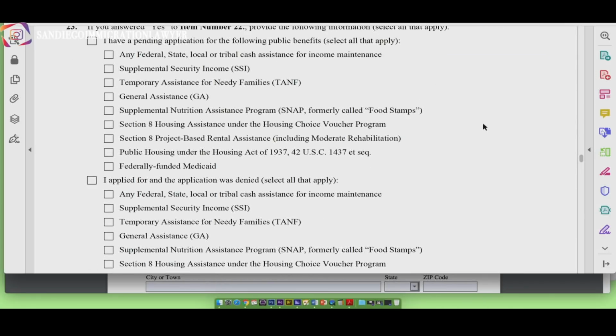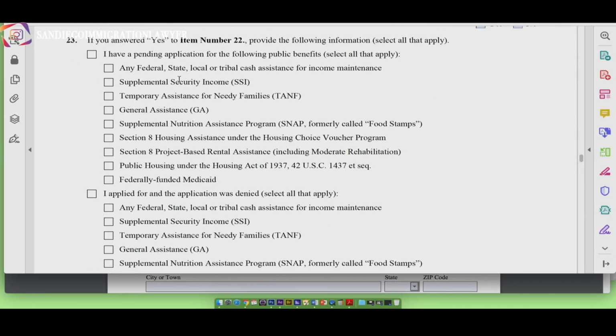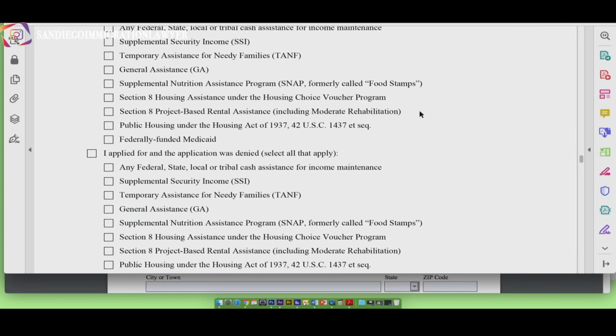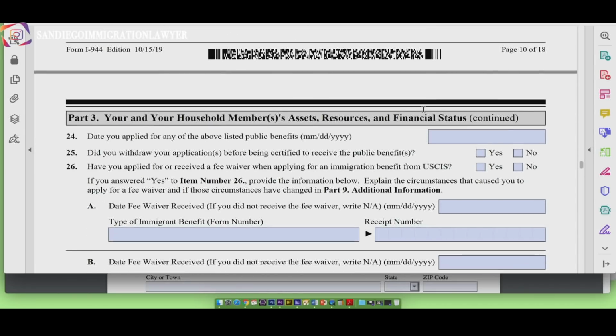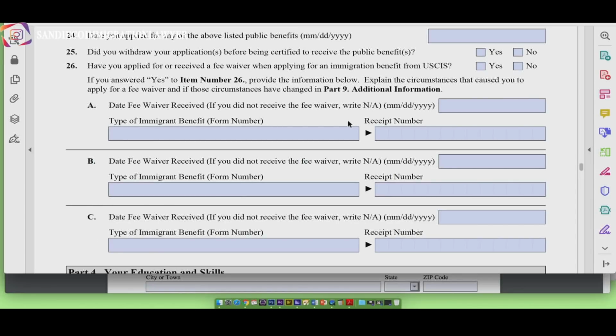If you answered yes to any of these, you're going to need to check which ones you have a pending application for. And if you applied and were denied, you want to check the boxes for the ones you were denied. So this continues with the public benefits again. It's asking the date that you applied for the listed public benefits. Did you withdraw your application?